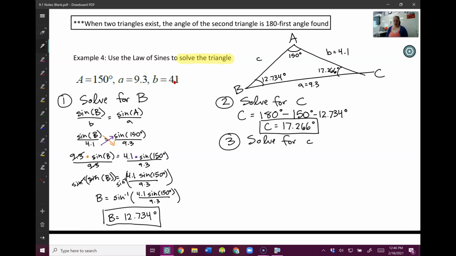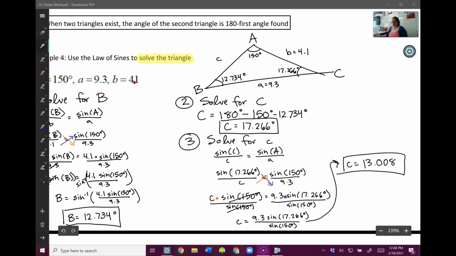And now, last step is to solve for little c. So if you haven't done that yet, I want you to pause the video and try and finish this out by solving for little c using what I want to find and what I know. So pause the video, try that one out, and then come back and see how you did.